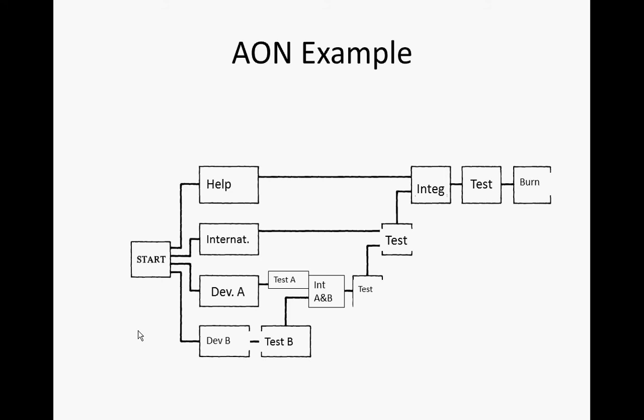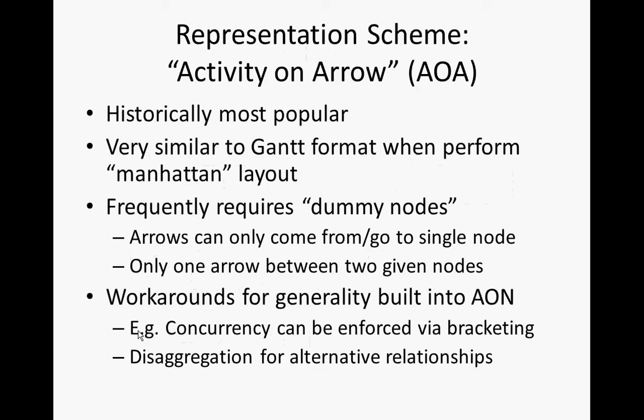So this is a crude little example I adapted, but suppose we had some activities shown here in boxes, and then the dependencies from activity A to activity B indicate that, for example, the help system has to be finished before integration across the entire project should take place. Or developer A has to finish their development work before it can be tested, or what have you.